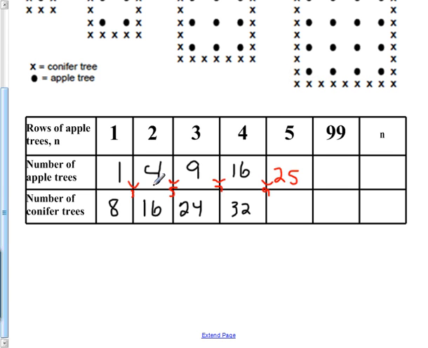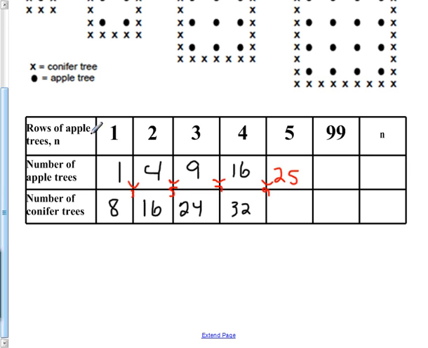Now this is a great way to look at a pattern if you just want to find the next couple terms. But the problem is, if I want to find the 99th term, I don't want to find 6, 7, 8, 9, all the way up to 99. It's just going to be way too much work. So let's try to be a little more clever and figure out a better way to do it.